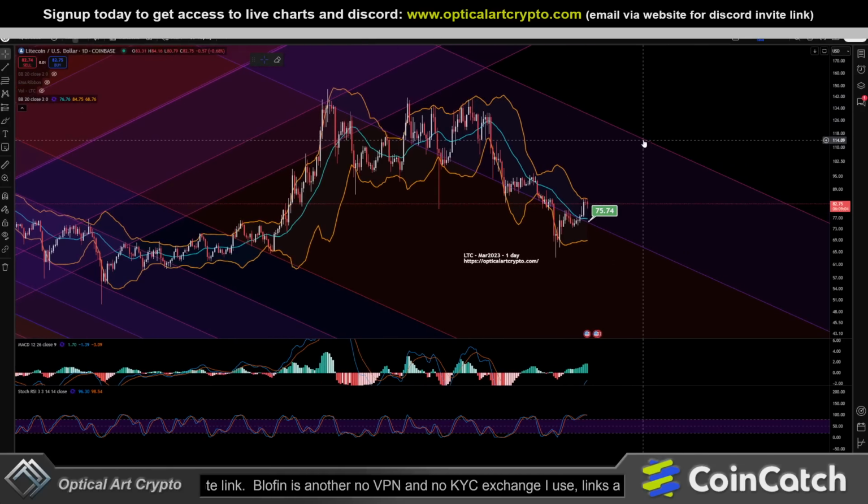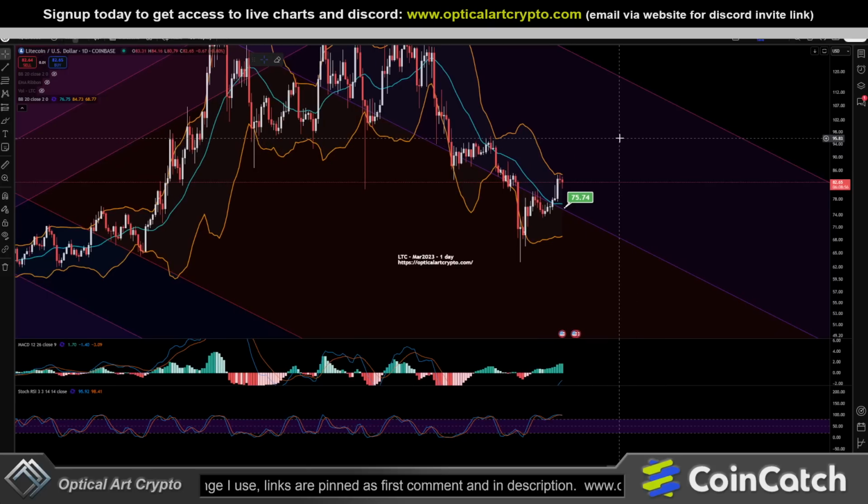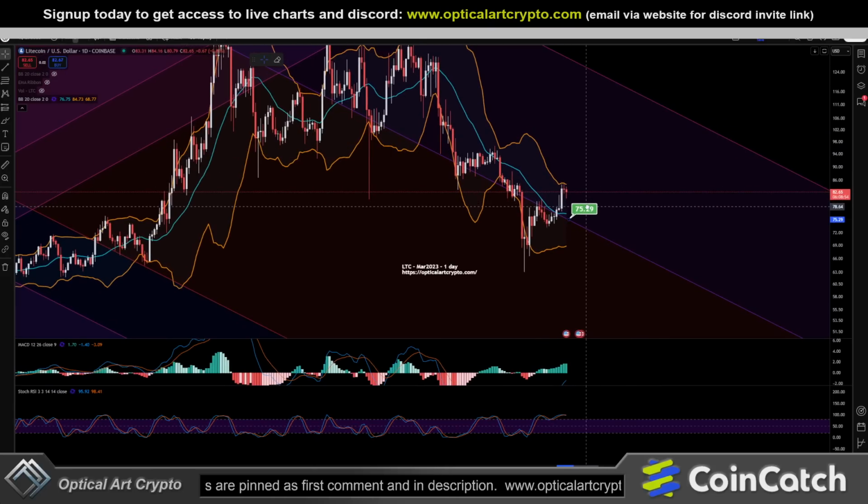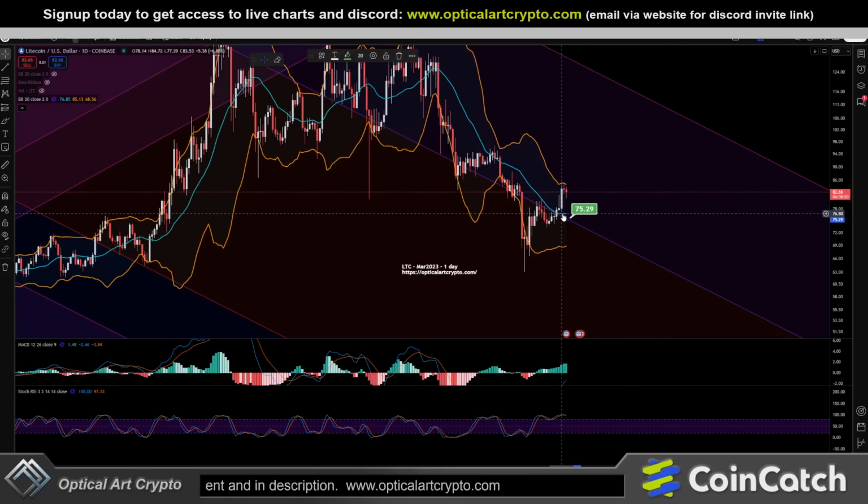Litecoin, same deal. I have a target all the way up here around 118, but I need to add some more fib channels to give you some targets in a smaller time frame, but same deal, guys. Your major key support level is around 75.29. That's where the central Bollinger Band on the daily is. If we break 75.29, then we're bearish to some lower targets.